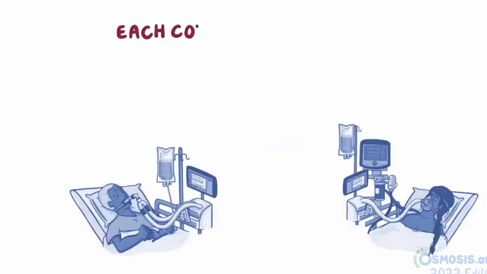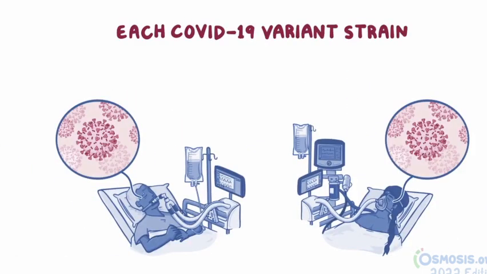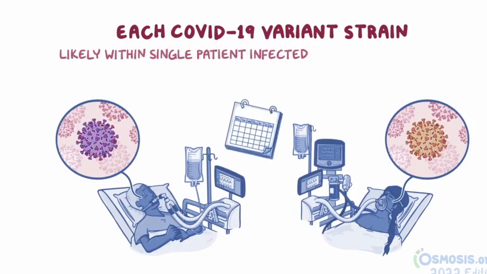For each of the COVID-19 variant strains, it's likely the mutations took place within a single patient who was infected with the virus for a long period of time.